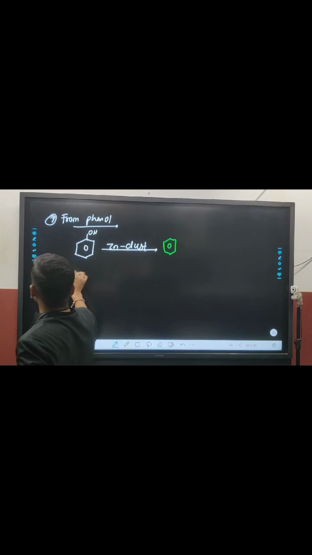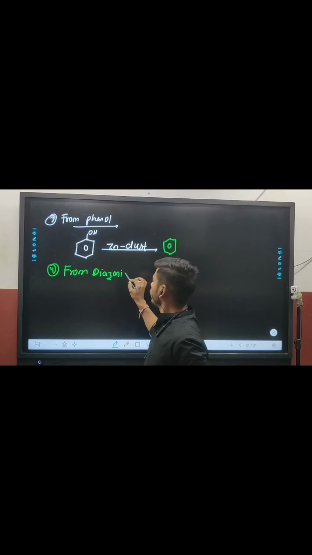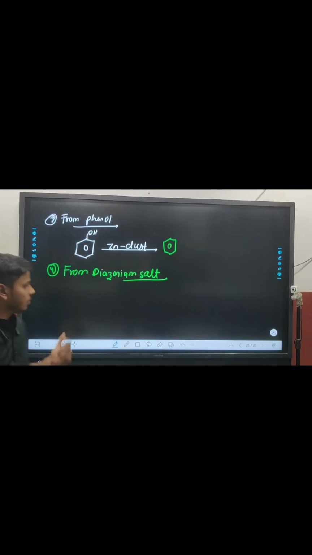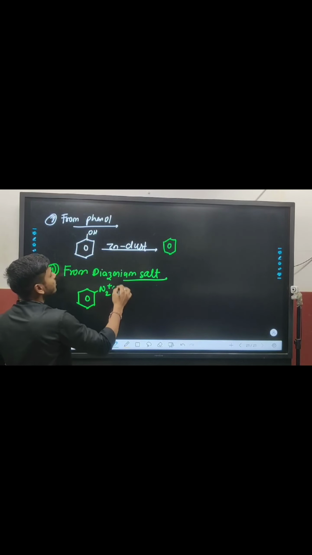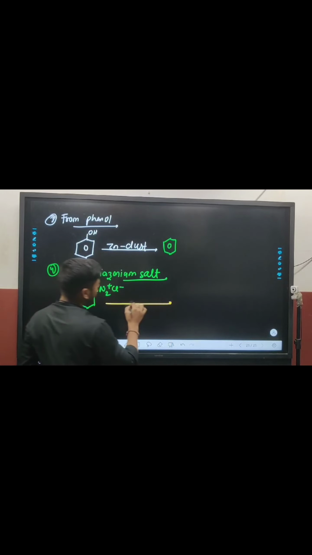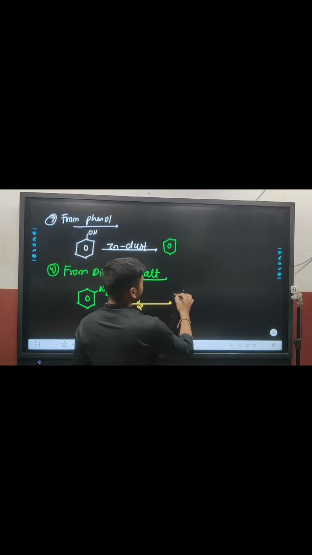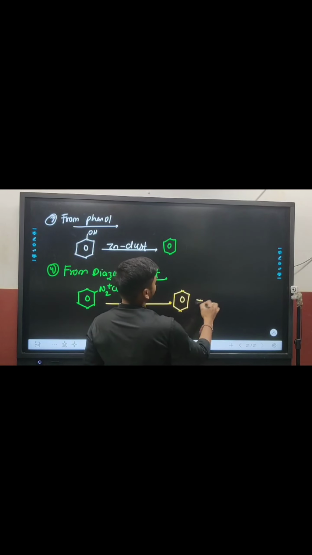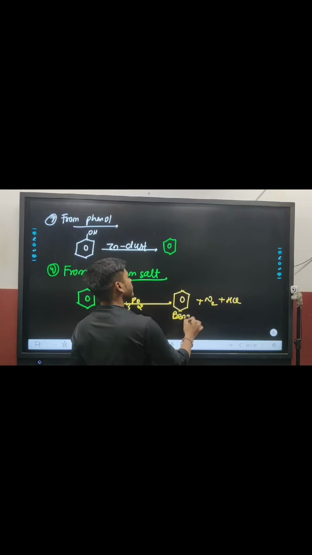Method number 4 is from diazonium salt. Diazonium salt is N2+ Cl- on the phenyl group. We add the reagent H3PO2, which is hypophosphorous acid. It will remove N2 and HCl and form benzene.